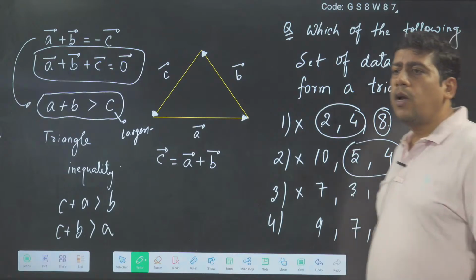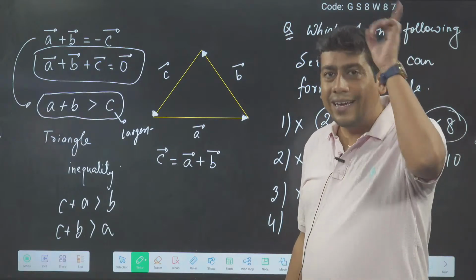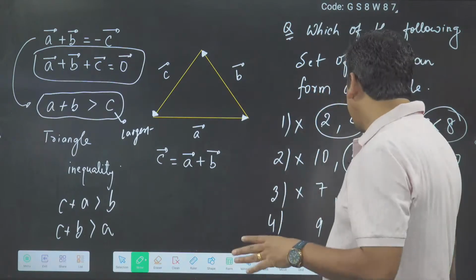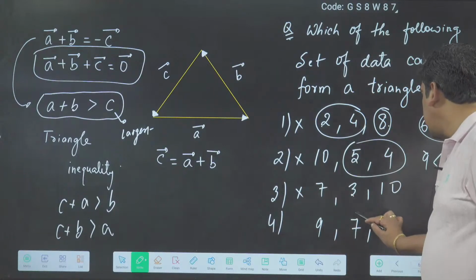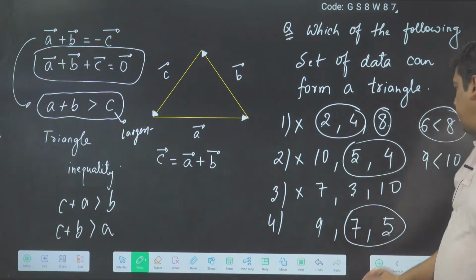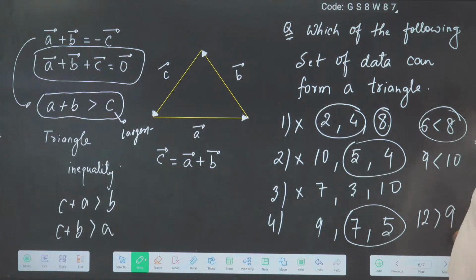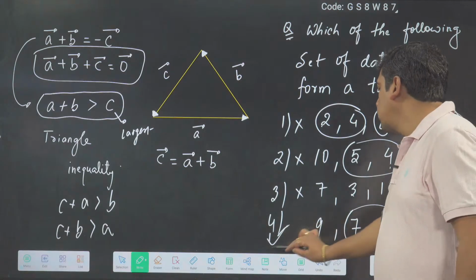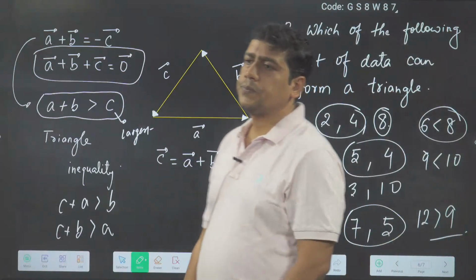7 plus 3 equal to 10, but not equal to. I want greater. Okay? But here if you see 7 plus 5, 12, which is more than 9. So this is the case which is possible.